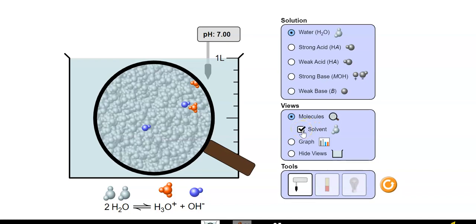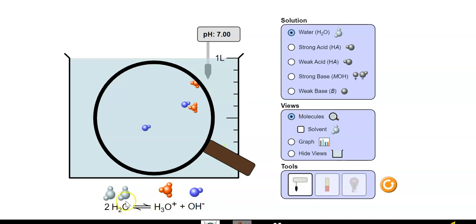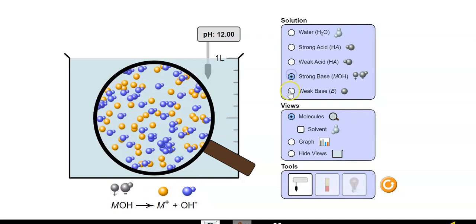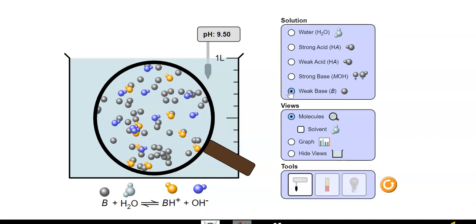You can select to see solvent here, but I don't think that's very useful. You're just seeing all of the water in the background, so I would leave that off. And then at the bottom of the page, you'll see equations. Right now it's just water, so you're only seeing the autoionization behavior of water. But if I toggle, strong acid, strong base, and weak base are different options. A lot of things you can observe. You can observe the equation. You can observe visually what's happening. You can observe the pH. That's all the features of this one.